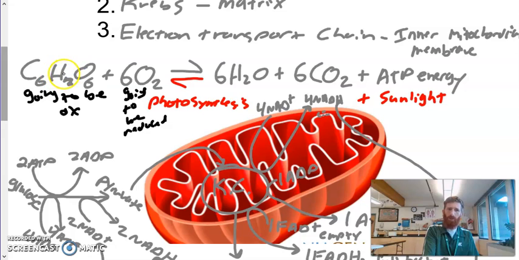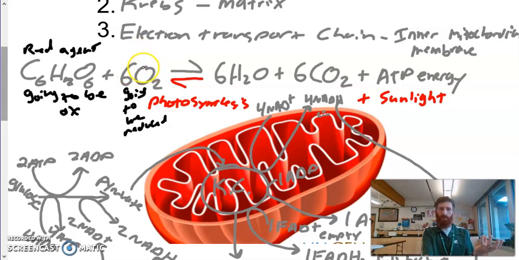It's already been reduced. It's the reducing agent, right? So this is the reducing agent. It's already been reduced. It's going to be oxidized. It's going to be broken down. Okay, this has already been oxidized. This has already lost its electrons. So this is the oxidizing agent. Right, and it's going to be reduced. We're going to add electrons. We're going to add hydrogen ions to it.